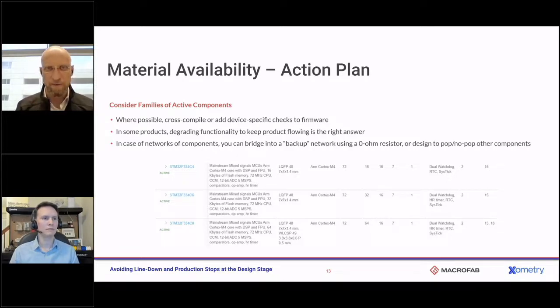You can start asking questions like, can I cross-compile my firmware to work on this whole family? Can I put device-specific checks in there? Another big thing you can do here is plan for feature degradation. Not every product is this, we're not talking about something you could do in every product all the time, but these are some of the strategies we can use. And thinking about degrading functionality when certain materials are unavailable, I can give you a great example of this.